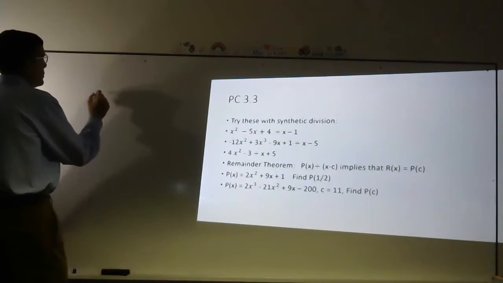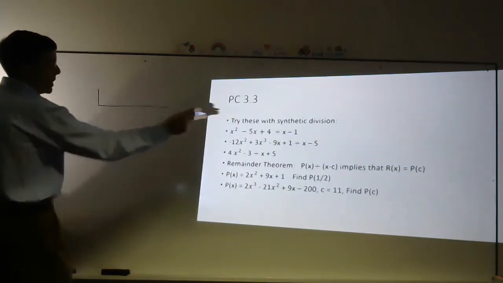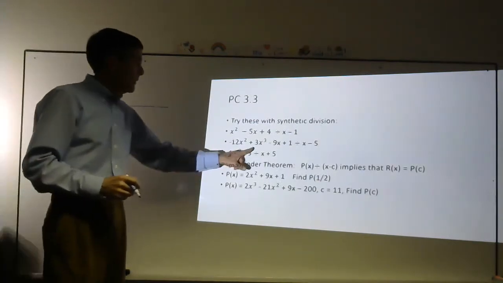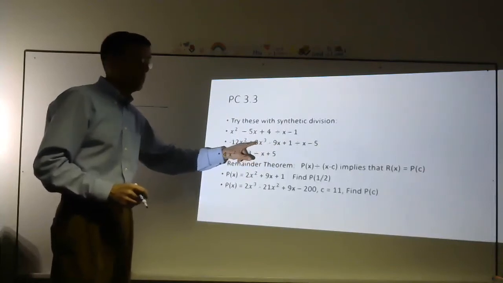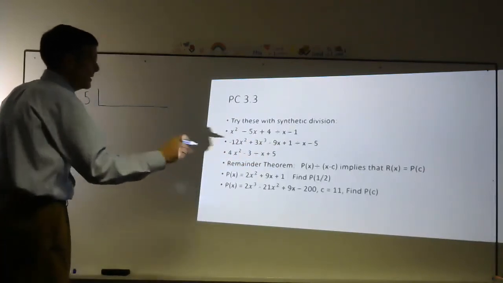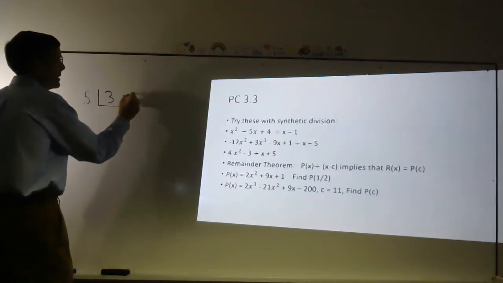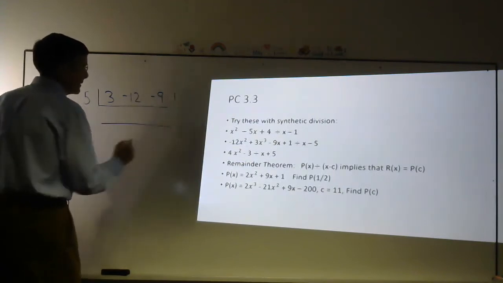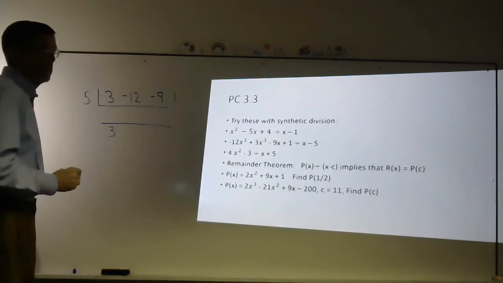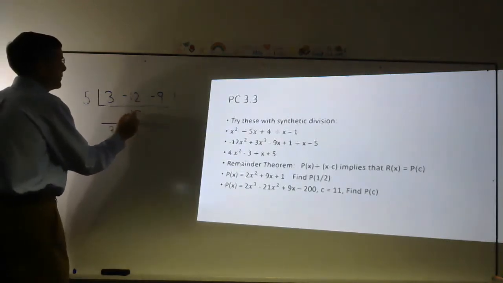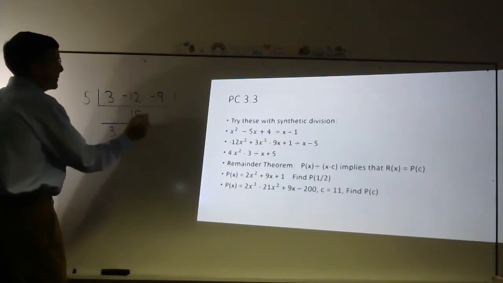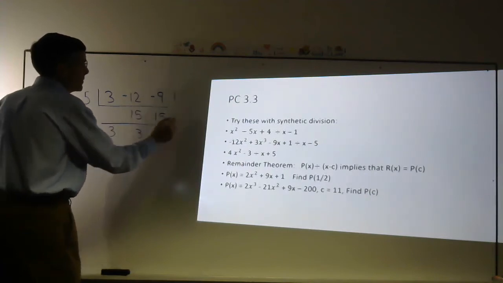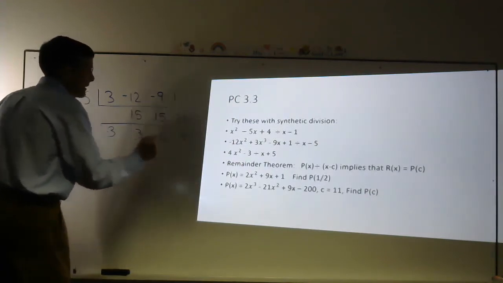Next one. Make your long division box. Change the sign of the 5. Put the numerical coefficients. Now, this is in a lousy order. You see it? The cubic should be first in descending order. So I put the 3 first, -12, then -9, and 1. Draw the line down here, drop that straight down, and now you're ready to go. 5 times 3 is 15, add is 3. 5 times 3 is 15, add is 6. 5 times 6 is 30, remainder is 31.